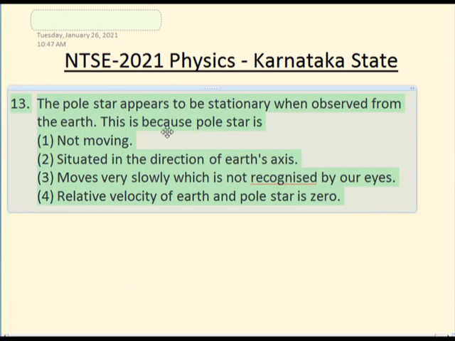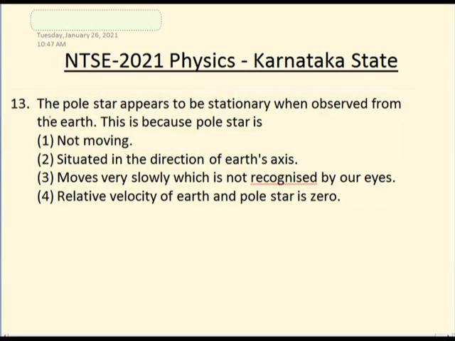Next, moving on to the 13th question. It says the pole star appears to be stationary when observed from the earth. This is because the pole star is. Okay. So one reason why all stars appear to be moving is because of the motion of the earth. Earth is rotating about its own axis, right? So if the earth is rotating like this, you call this the axis of rotation. Let's say this is north and south.